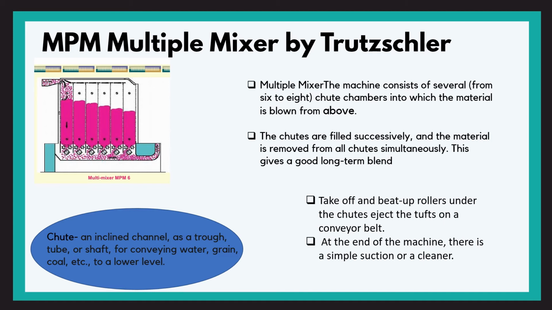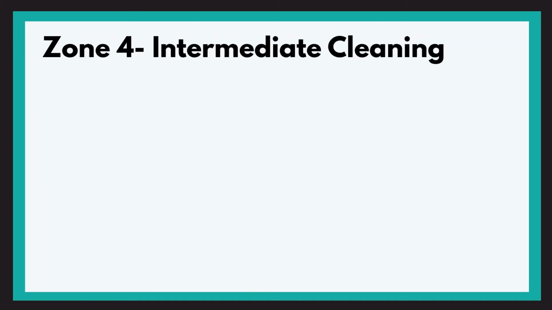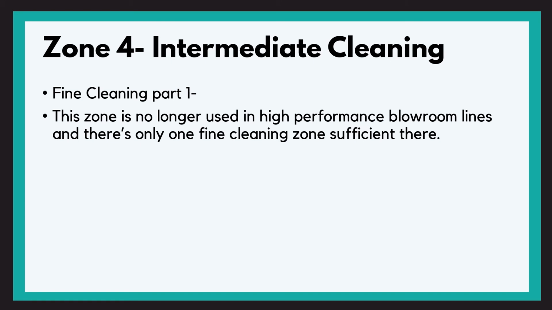Okay, so now let us talk about zone 4, that is the intermediate cleaning. This is actually also known as fine cleaning part 1. Now this zone is no longer used in high performance blow room lines, and there's only one fine cleaning zone sufficient there.